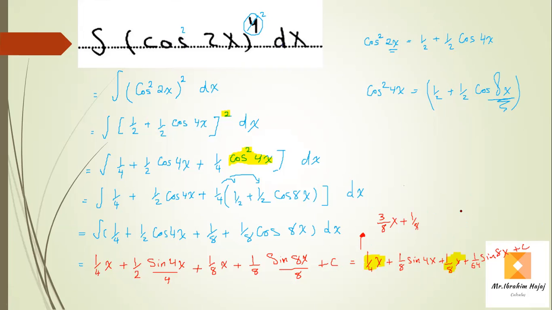Sorry, it's 1 over 8 sine 4x, and then plus 1 over 64 sine 8x.